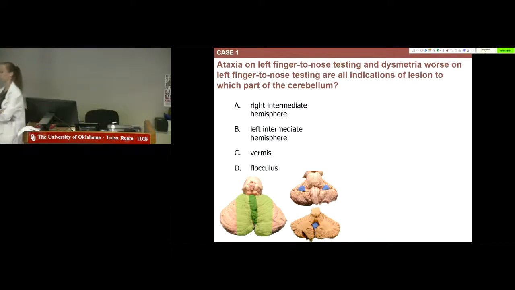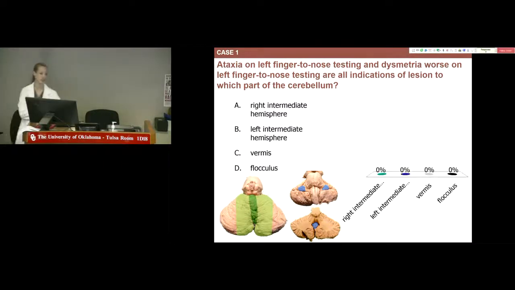Okay, so this is actually asking 2 questions, right? The correct answer is left intermediate hemisphere, because 1, this is asking you which part of the cerebellum takes care of moving your arms and legs, takes care of coordination of your appendages. And so it is those intermediate hemispheres that coordinate your appendages. A lesion there will cause appendicular ataxia, which you test by having your patient move their arms and legs in what should be a smooth, coordinated motion.